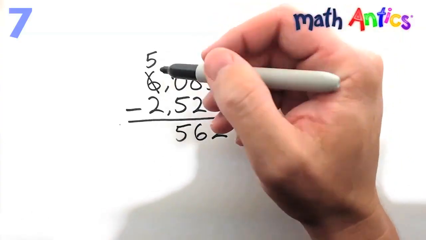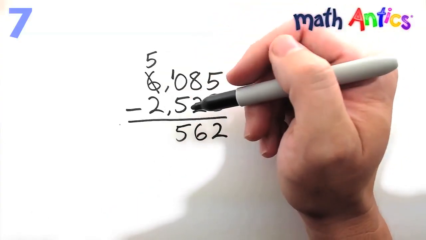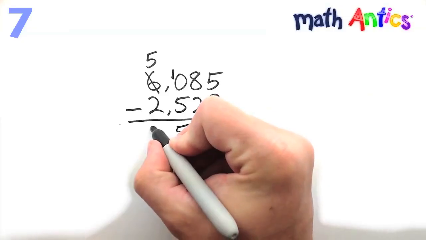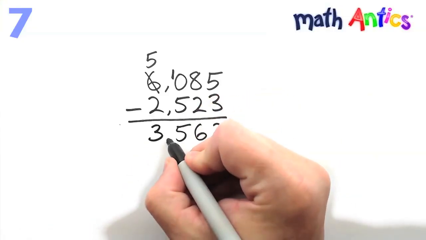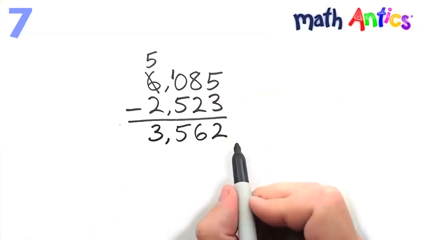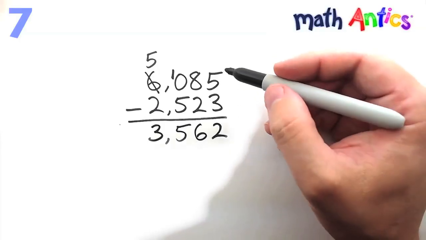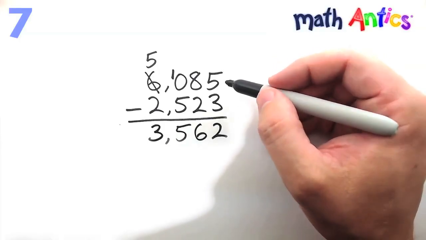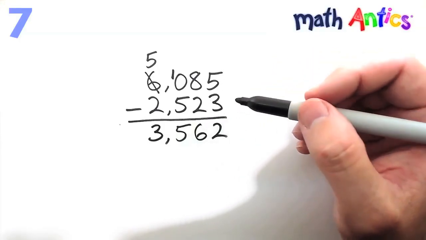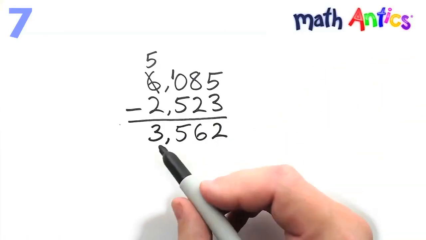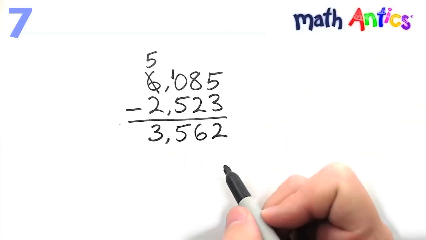Now go on to the final column. We have 5 minus 2. 5 minus 2 is 3, so that goes in the answer line. And then we can put a comma in there just so it's easier to read. And we see that 6,085 minus 2,523 is 3,562.